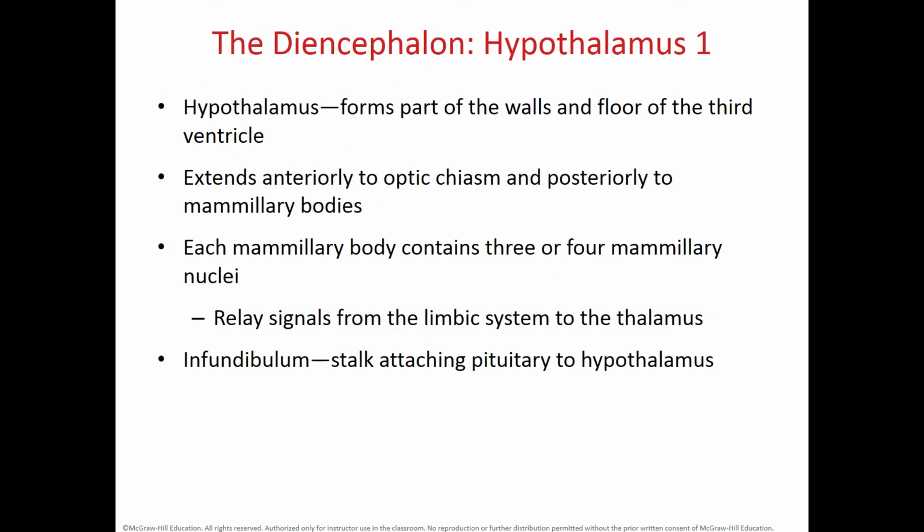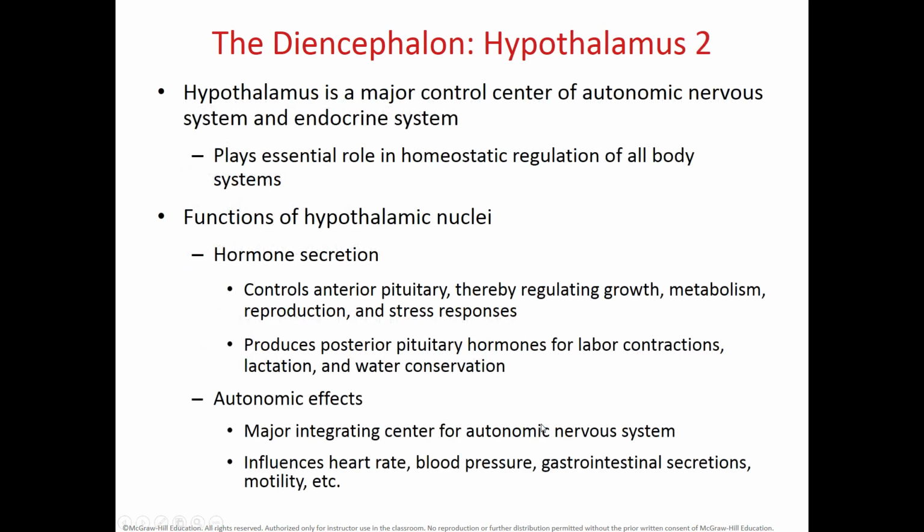Hypothalamus is below the thalamus, and it forms the walls and the floor of the third ventricle. It will extend anteriorly to the optic chiasma and posteriorly to the mammillary bodies. And then this hypothalamus has different functions, including relaying signals into the limbic system and the thalamus, and connecting the pituitary gland to the hypothalamus.